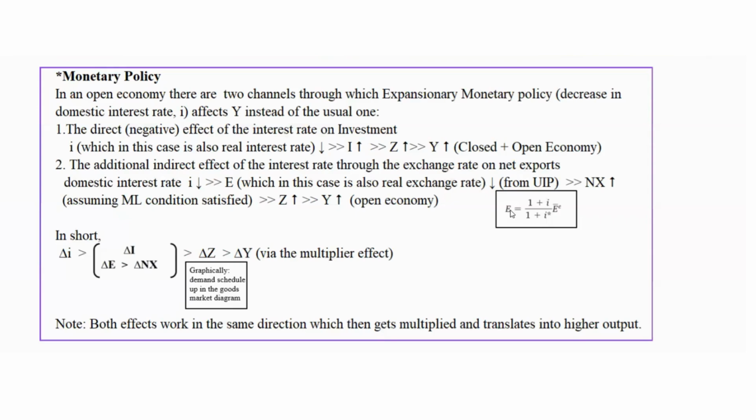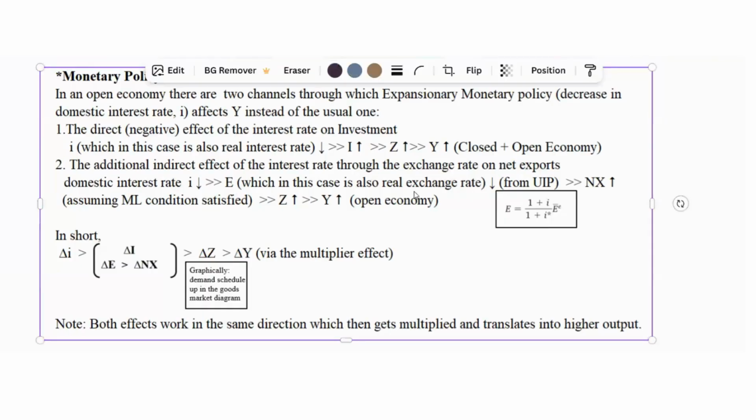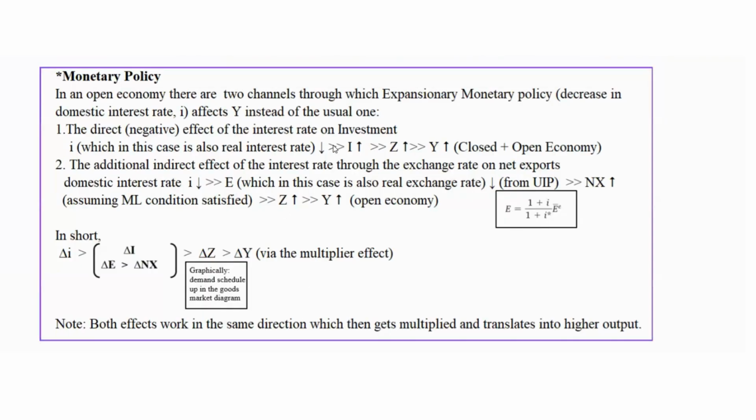And when net exports increase, our demand is going to increase, because net exports is also one of the components of demand. So in our goods market diagram, the demand schedule would also shift upwards, and we know output is going to increase. So when we're looking at the effects of monetary policy on output, there's the usual channel that we still have, which is the direct effect of interest rate on investment, which was present in a closed economy as well. But now we have an additional channel through exchange rates and net exports, which is only present in an open economy.